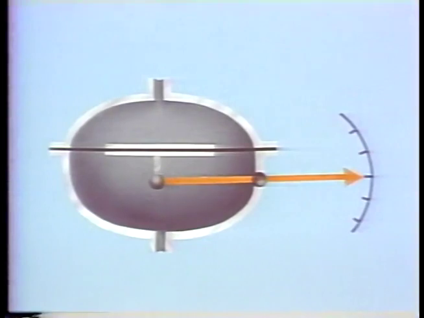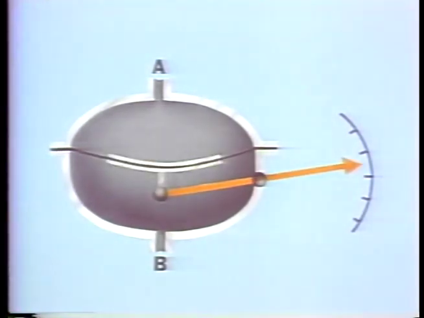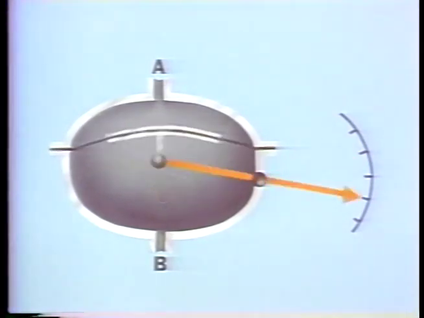When measuring differential pressure with a typical diaphragm gauge, the two pressures are exerted on opposite sides of the diaphragm. We'll label this side A, and this is side B. When the pressure on both sides is the same, the pointer is in the middle. If pressure on side A is greater than side B, the pointer moves this way. If the pressure on side B is greater than side A, then the pointer moves this way.